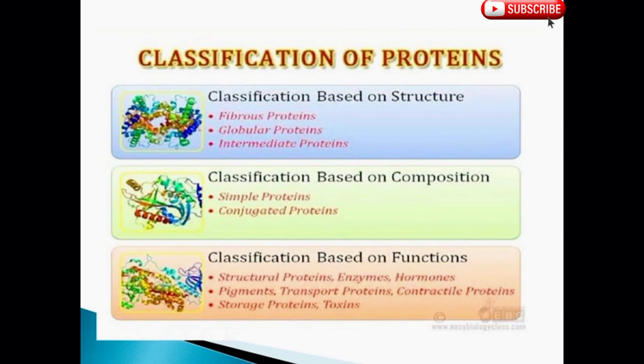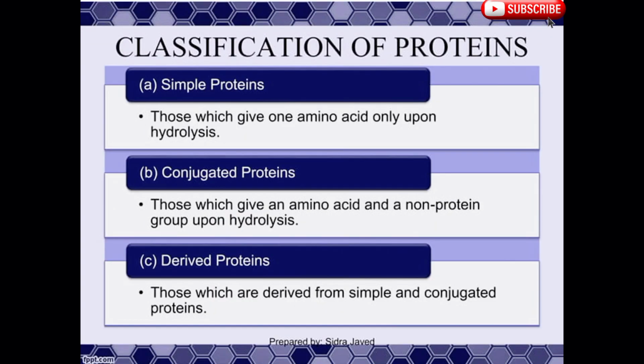Proteins can be classified based on their structure into three types: fibrous protein, globular protein, and intermediate protein. On the basis of their composition, they can be divided into simple protein and conjugated protein. Based on their function: structural protein, enzyme, hormone, pigment, transport protein, contractile protein, and storage protein, whose example is toxins. So this is the classification of protein.